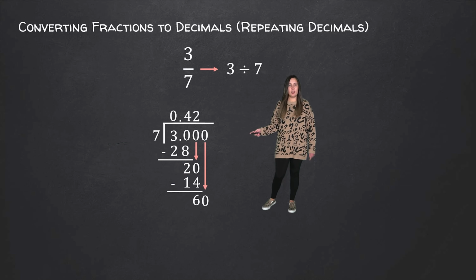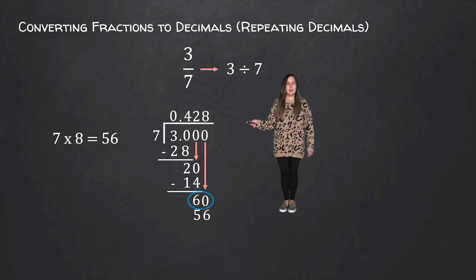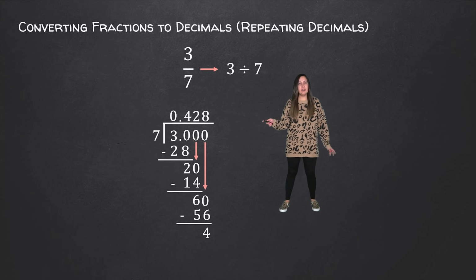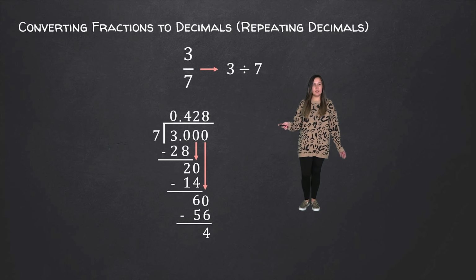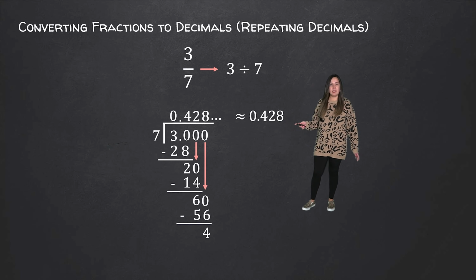So we add a 0, bring it down, and ask ourselves, how many times does 7 go into 60? 7 goes into 60 8 times because 7 times 8 is equal to 56. And then we're going to go ahead and subtract. 60 minus 56 is equal to 4. And so here, notice that we keep getting a remainder. So our answer is approximately 428 thousandths.